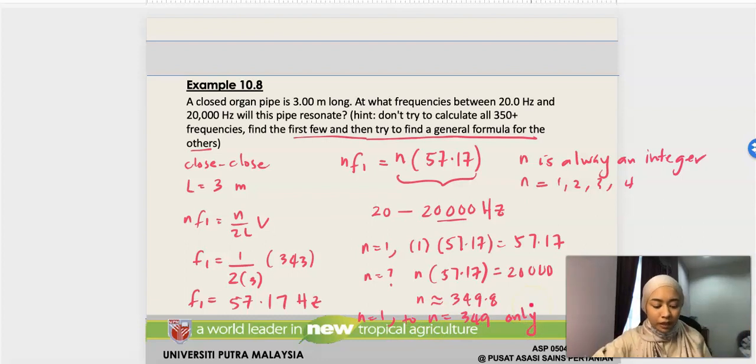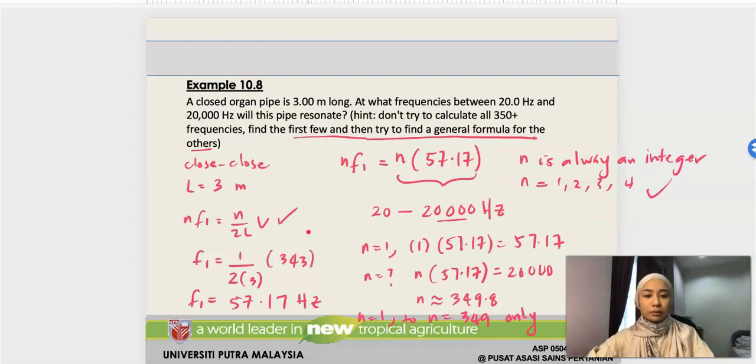What is the value of the 349th harmonic? 349 times 57.17 is equal to 19,952.23 hertz. Okay, so that is the maximum harmonic that overlaps with the audible range. I hope that makes sense. The point of this question was to emphasize that n is always an integer lah. The rest is just using the right equation and finding out the harmonics of the closed organ pipe that overlap with the audible range.